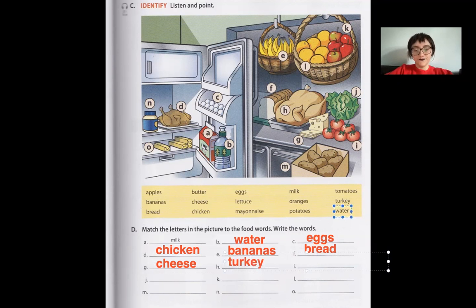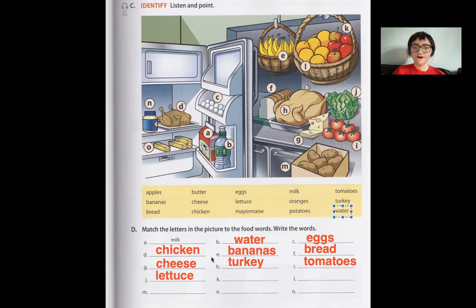A turkey. T-U-R-K-E-Y, turkey. Okay, the next one, I, let's find it. Oh, it's the tomatoes. So T-O-M-A-T-O-E-S, tomatoes, right? Tomatoes. J, where is J? Oh, J is the leafy green vegetable, right? We call that lettuce, L-E-T-T-U-C-E, lettuce, right?